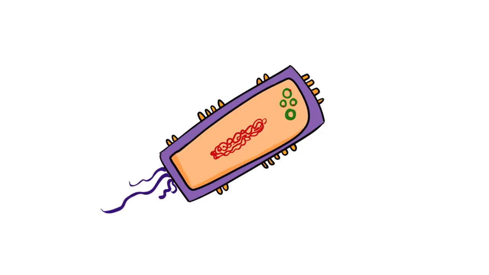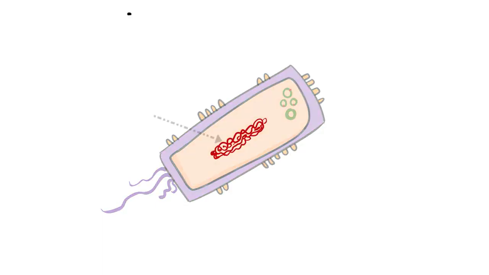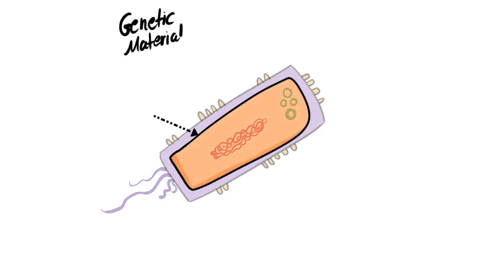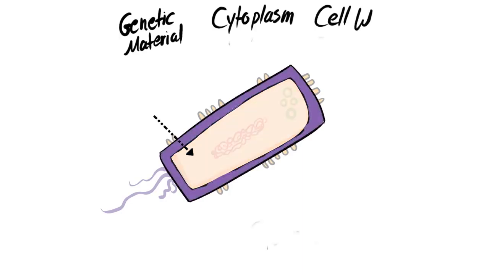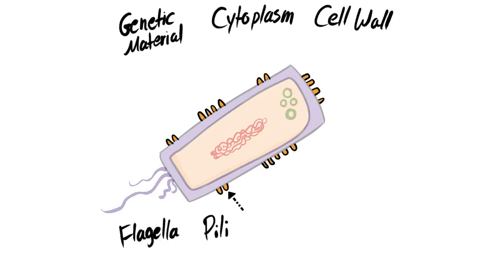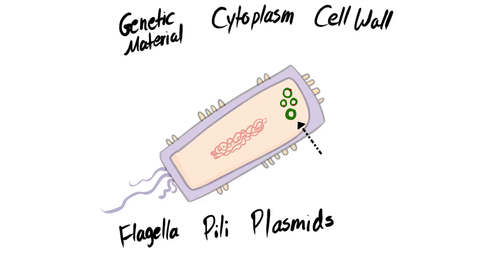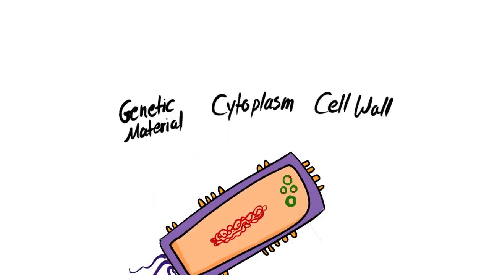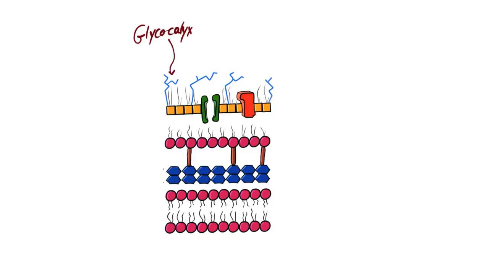Since bacteria are considered as cells, that means they have genetic material, a cell membrane, and a cytoplasm. In addition to that, they have a cell wall, a flagella, which is used for locomotion, and then we have pili, which is used for attachment, and then we have plasmid, which is an extra chromosomal genetic material, so it's not part of the DNA. And then we have a glycocalyx, which is used for protection.